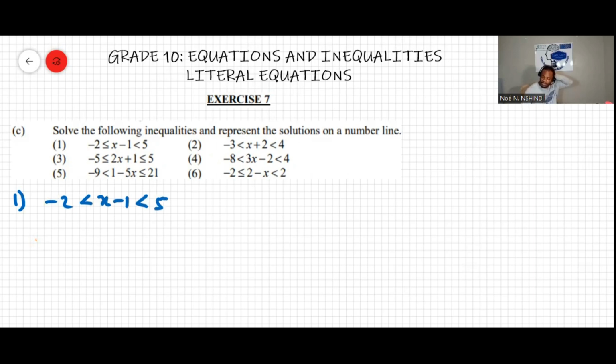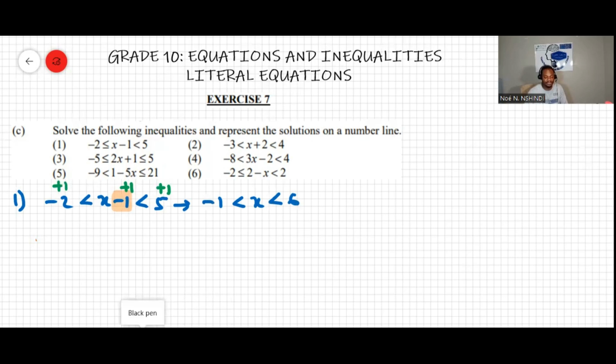In this case, I want to get rid of this -1. What can I do? I will add 1, knowing that if I have plus 1 minus 1, it's going to be 0. Now if I add 1 here in the middle, I must add 1 over here and add 1 there also. So this will become -1 less than x less than 6. Now x is in between -1 and 6.